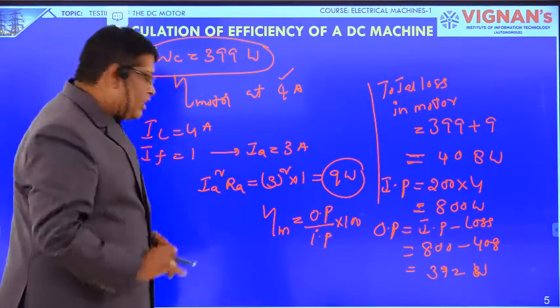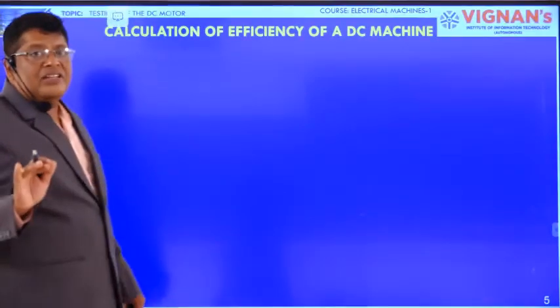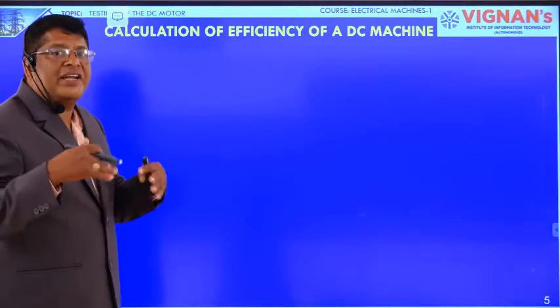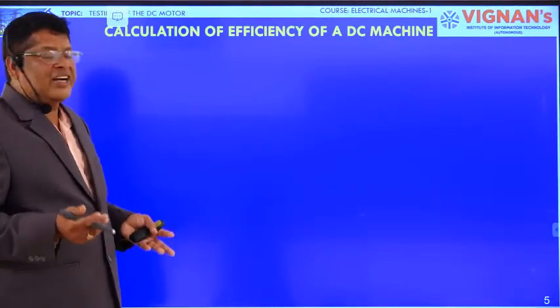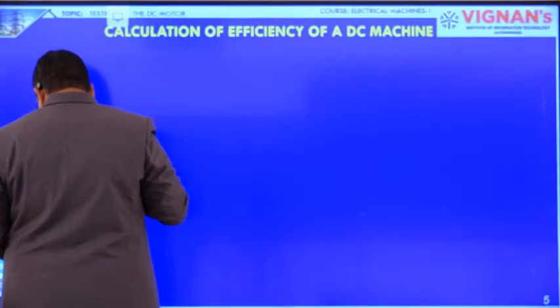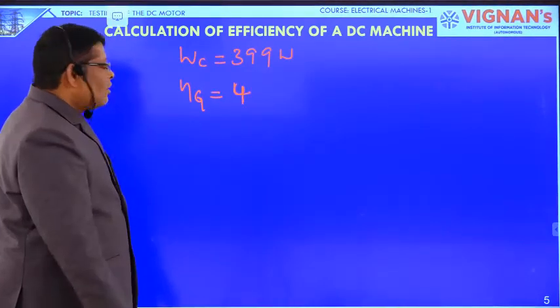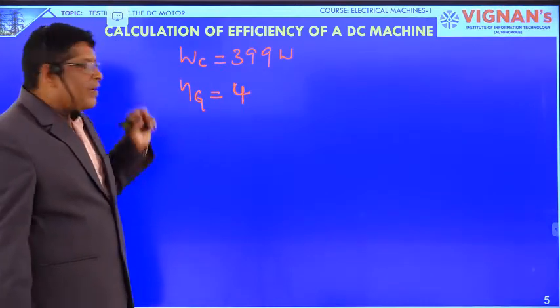Now we are going to see how to find the efficiency of the generator. Suppose the same machine is operating as a generator. How much could be the efficiency of that generator? See, already we know from the Swinburne test, now we are going to find out the efficiency of the generator at 4 amperes of current.